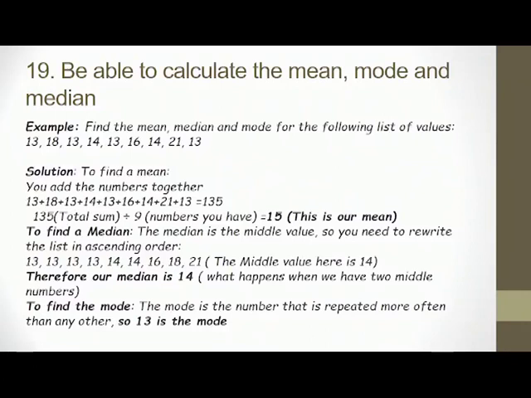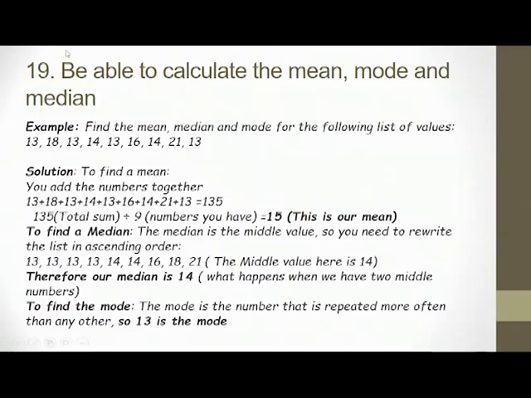I want you to do this on your own. Also practice it and try to get it. To find the median, which is the middle value, you need to rewrite the list in ascending order, that's from the lowest to the highest. You can also put them from the highest to the lowest, as long as the numbers are in order. The middle value is what we call the median.